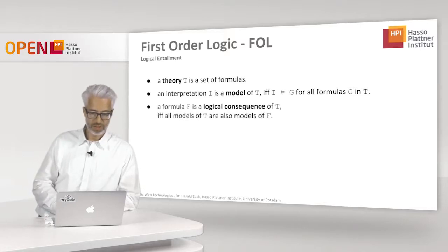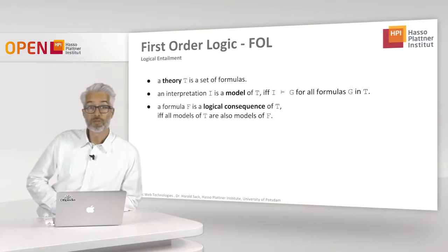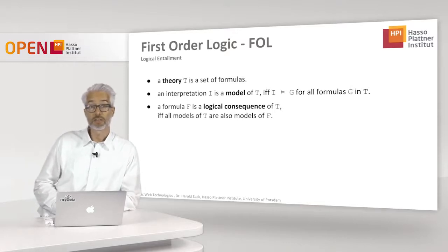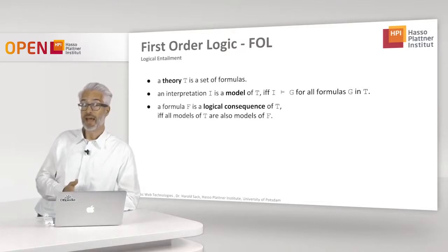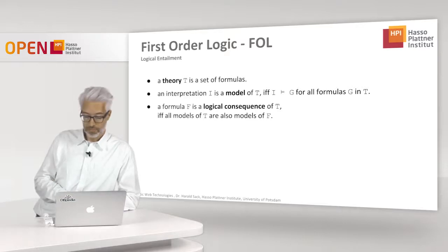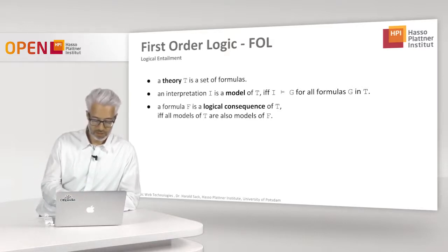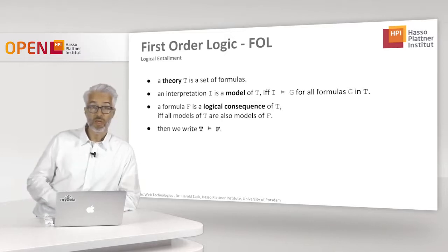Then a formula F is a logical consequence of the theory T if all models of T are, of course, also models of F, which means to prove that F really is a logical consequence of T, we have to take into account possibly all possible interpretations, which might make it rather complicated. But we will see how to deal with that. So then we write F can be entailed by the theory T, which means F is a logical consequence of T.